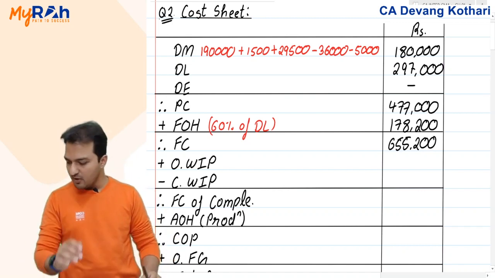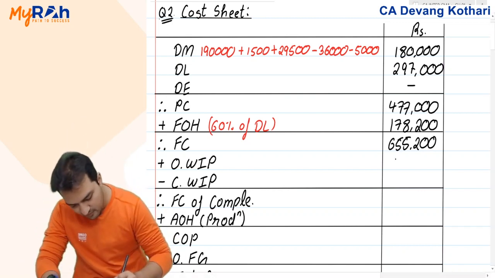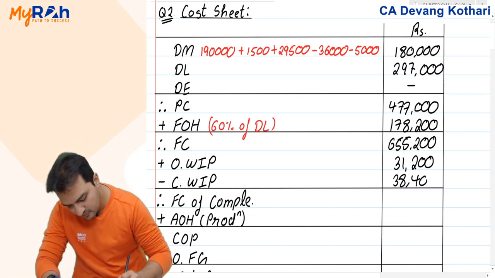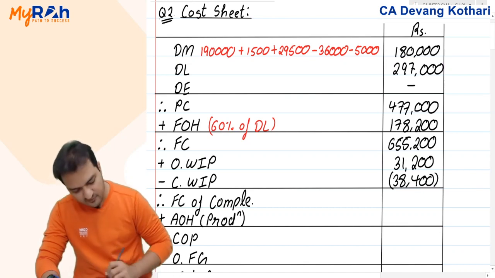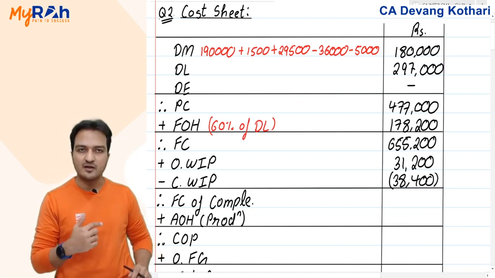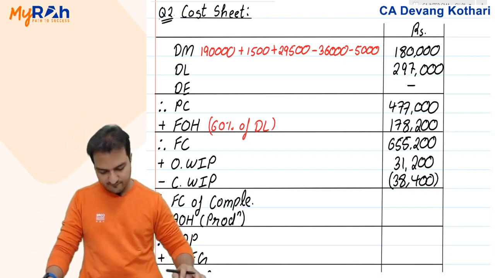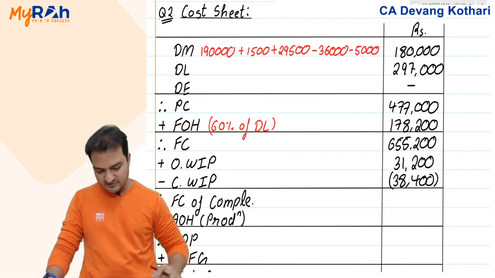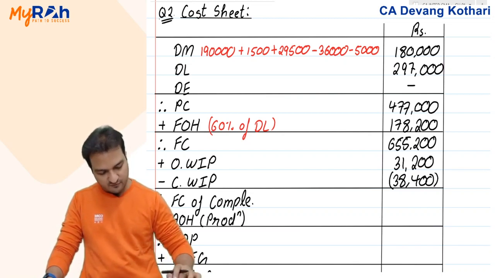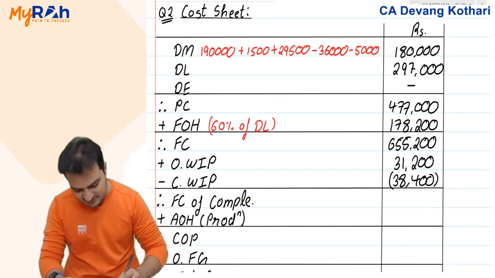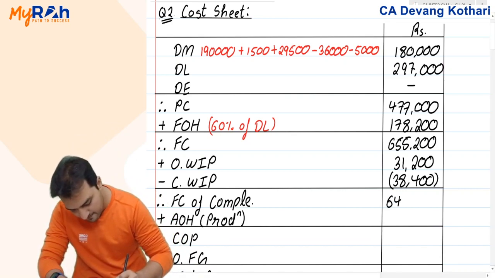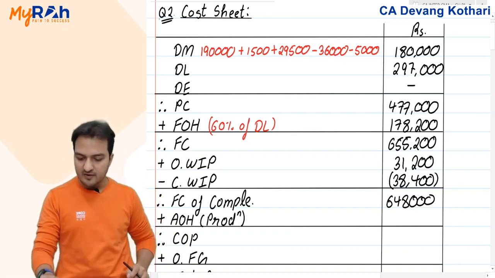Then add opening WIP less closing WIP. Opening WIP given is 31,200. Less closing WIP given is 38,400. You can please keep calculating in your book if you had not done the homework. So on this, I will have 31,200 plus, minus 38,400 minus, gives 6,48,000 as my factory cost of completed units.